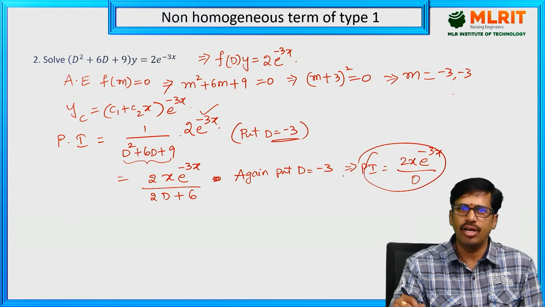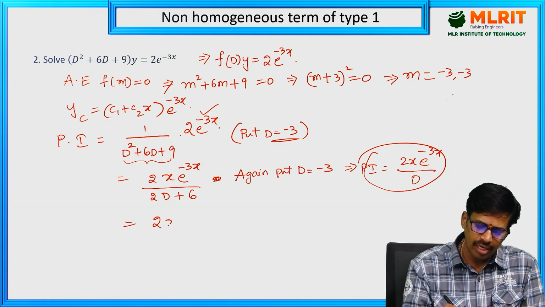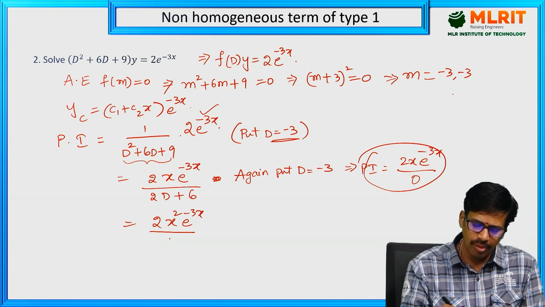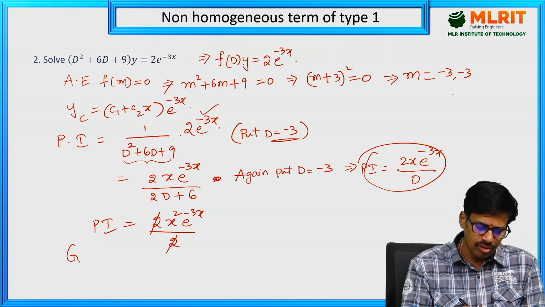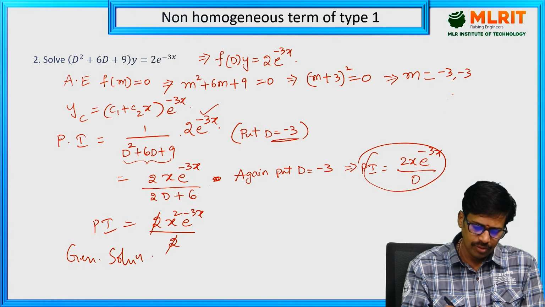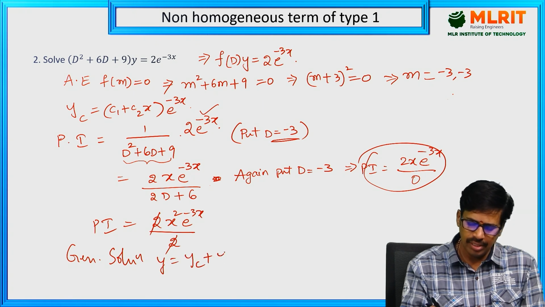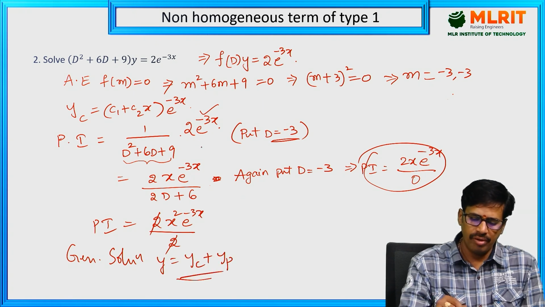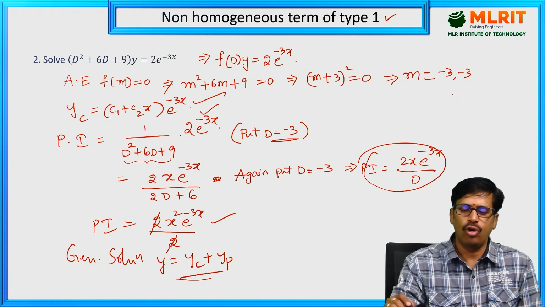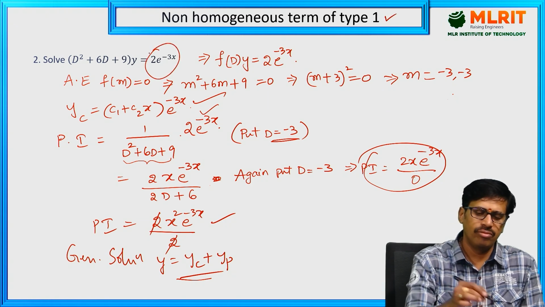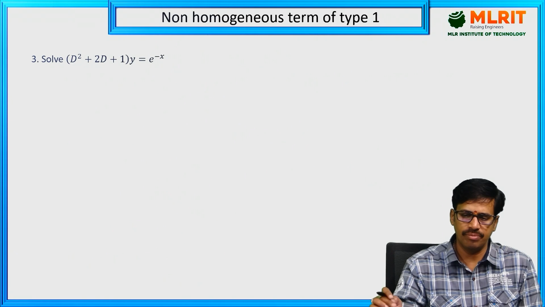So again, if you get denominator 0, you multiply the numerator again with x. So we get x square. Again you differentiate the denominator. So we get 2. So 2 gets cancelled. This is the particular integral, right? So what is the general solution? y is equal to yc plus yp. Add this complementary function and particular integral. This is how we find the general solution for non-homogeneous terms of the function which is an exponential function.